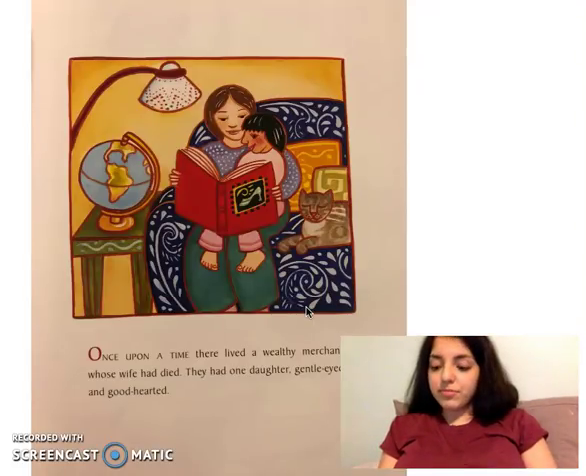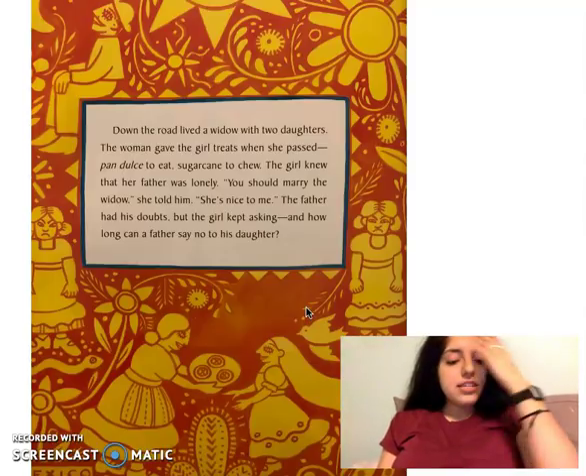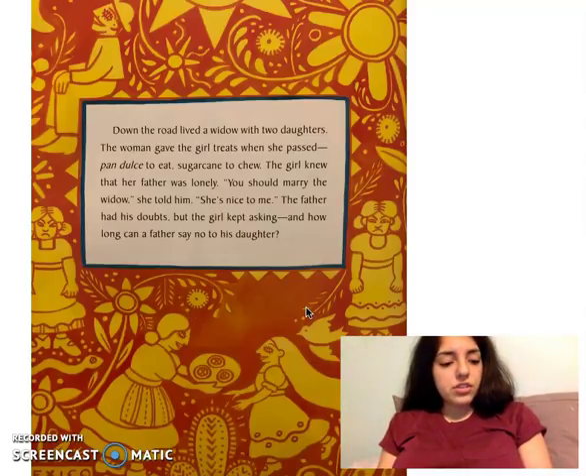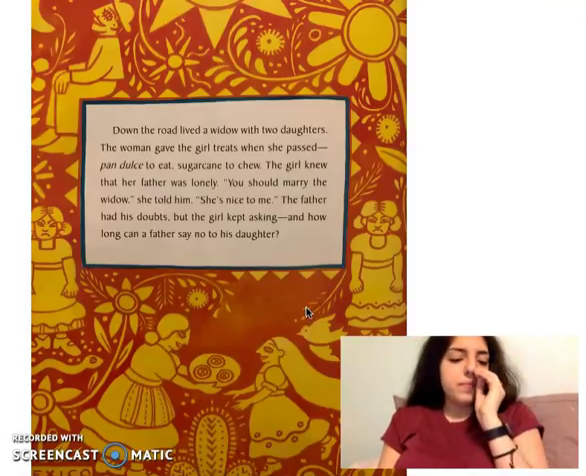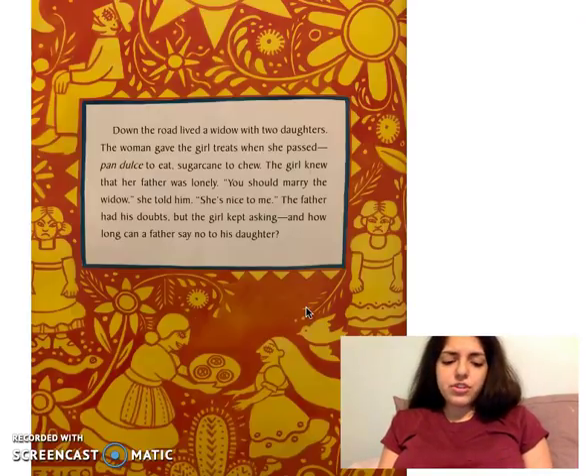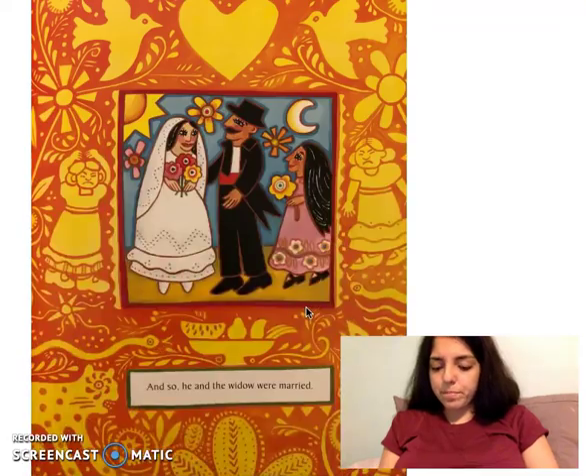Once upon a time, there lived a wealthy merchant whose wife had died. They had one daughter, gentle-eyed and good-hearted. Down the road lived a widow with two daughters. The woman gave the girl treats when she passed, pan dulce to eat, sugar cane to chew. The girl knew that her father was lonely. "You should marry the widow," she told him. "She's nice to me." The father had his doubts, but the girl kept asking, and how long can a father say no to his daughter? And so he and the widow were married.